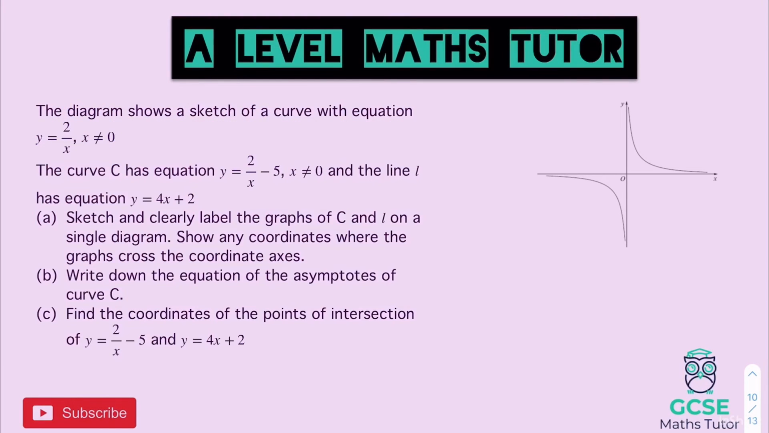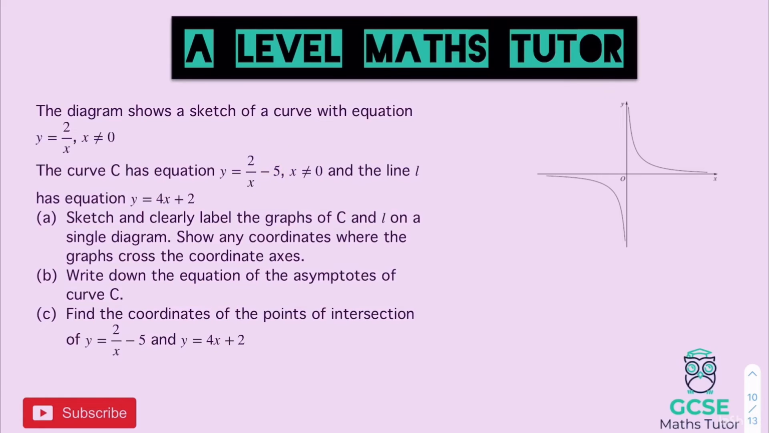Okay, and so for another question for you to have a go at, it says here the diagram shows a sketch of a curve with equation y equals 2 over x where x doesn't equal 0. And again, that's shown to us on the right over there. It's just a normal reciprocal graph. But it then says the curve C has equation y equals 2 over x minus 5. And if you remember, minus 5 there will move it down by 5.